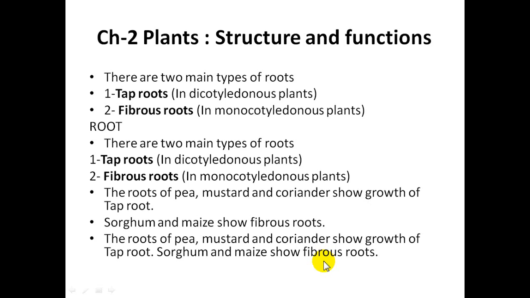So, what is concluded? Where can we get a taproot? We can get a taproot in all the dicotyledonous plants. Dicotyledonous plants have dicotyledonous seeds, and the taproot arises from there only. And fibrous root is usually found in the monocotyledonous plant, where the seeds are monocotyledonous, and it will arise from the monocotyledonous seed only, fibrous roots.